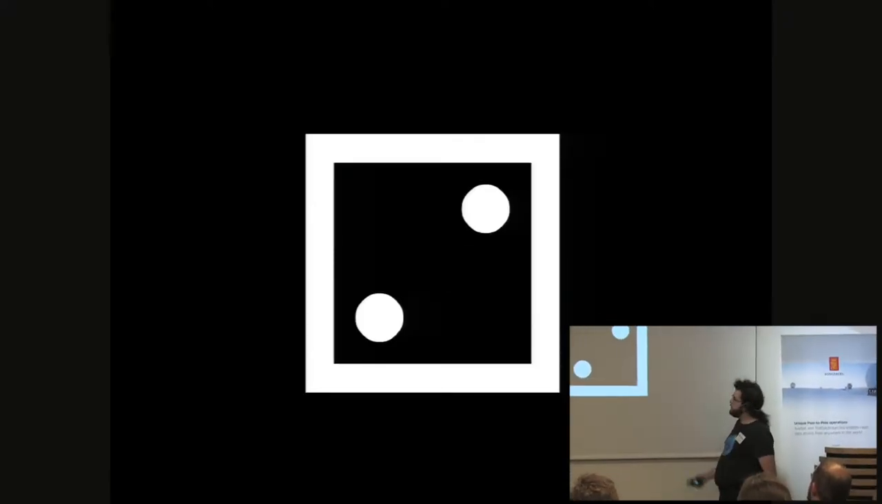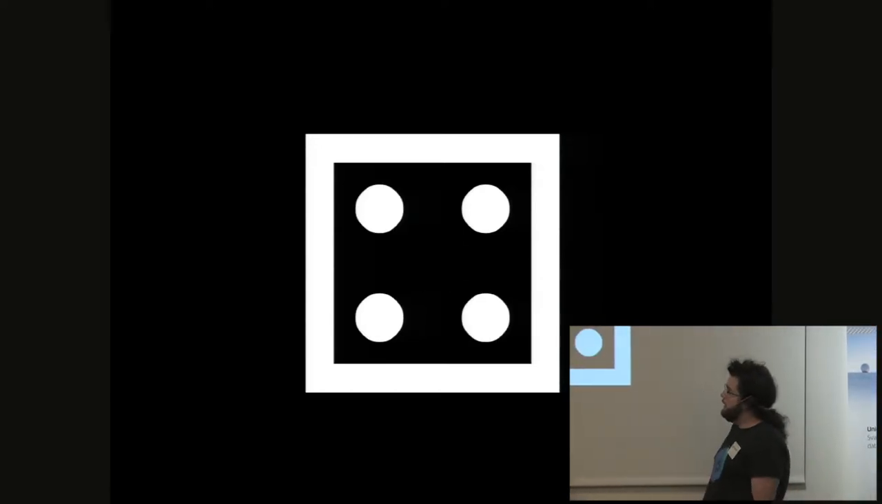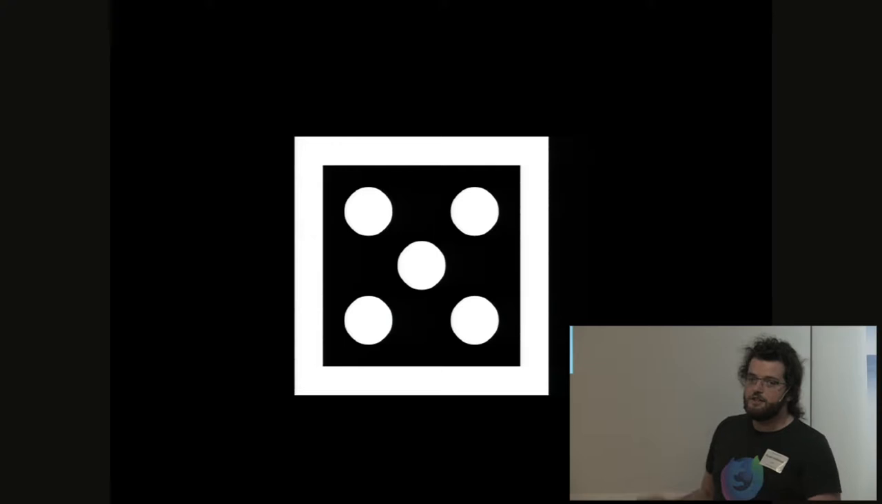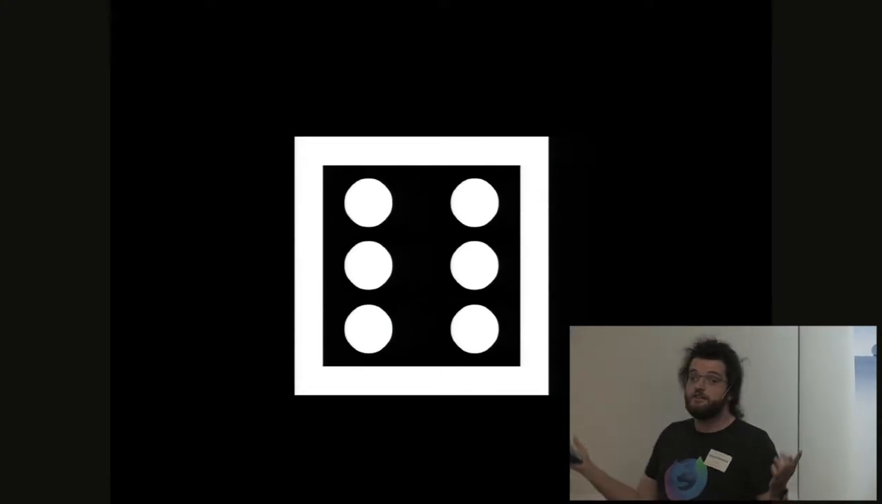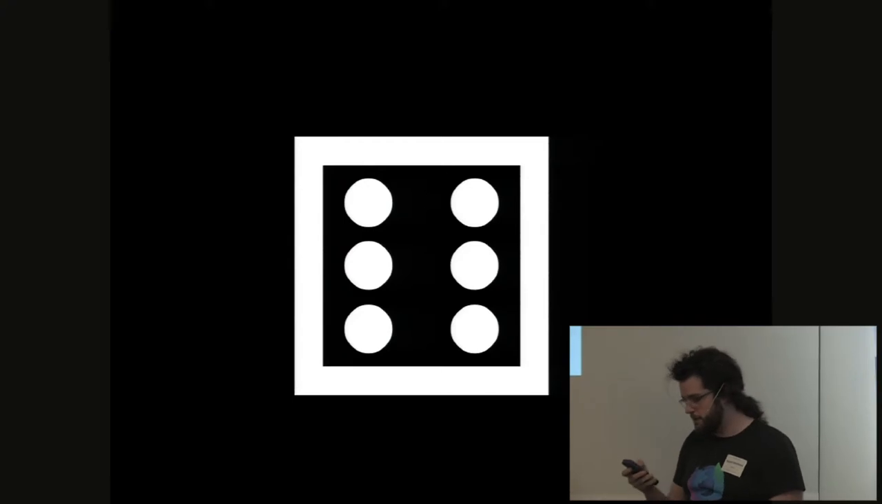Like, there's one, and that's okay. One is different, but then there's two, and if you want to have three, you can merge one and two, and you get three. And then if you take a two and you rotate it, you get a four. And five is a merging of those three images. And then you get the six, and six is kind of boring. But still, these are the standard symbols on a six-sided dice, so they're kind of fun to play with.